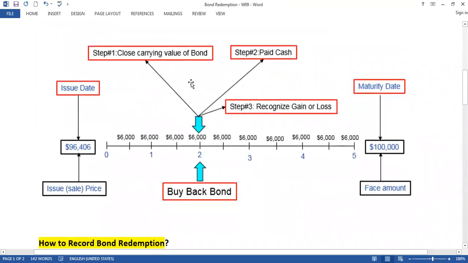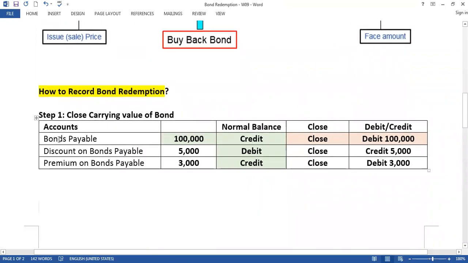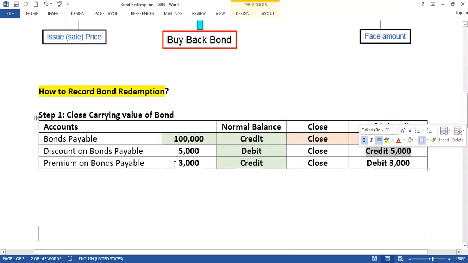So this is step one, how to close the carrying value of the bond. This is the step. Bonds payable: before you recorded credit, now to close, record debit. Discount on bonds payable: before you recorded debit, now to close, record credit. Premium on bonds payable: before you recorded credit, to close, now debit. Do you understand?